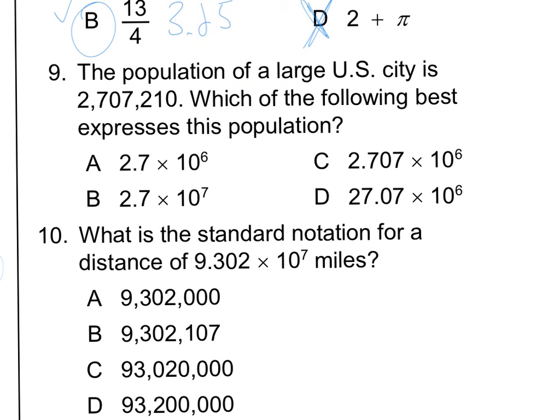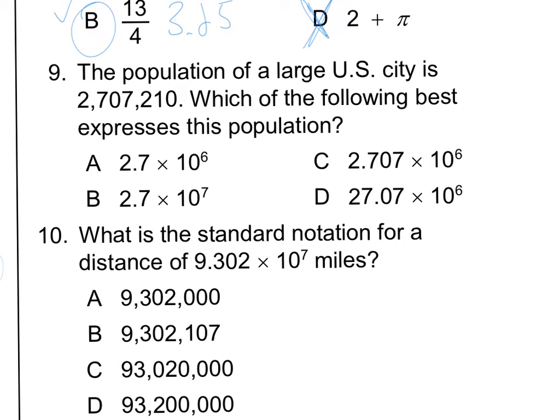All right, the population of a large U.S. city is that. Which of the following is the best to express that? All right. Now here's the trick here. Did it ask for scientific notation? No, it didn't ask for scientific notation. So this is still an acceptable answer, right? We can't eliminate it because it didn't specifically say scientific notation. So let's solve these problems and see which one gets us a closer number.